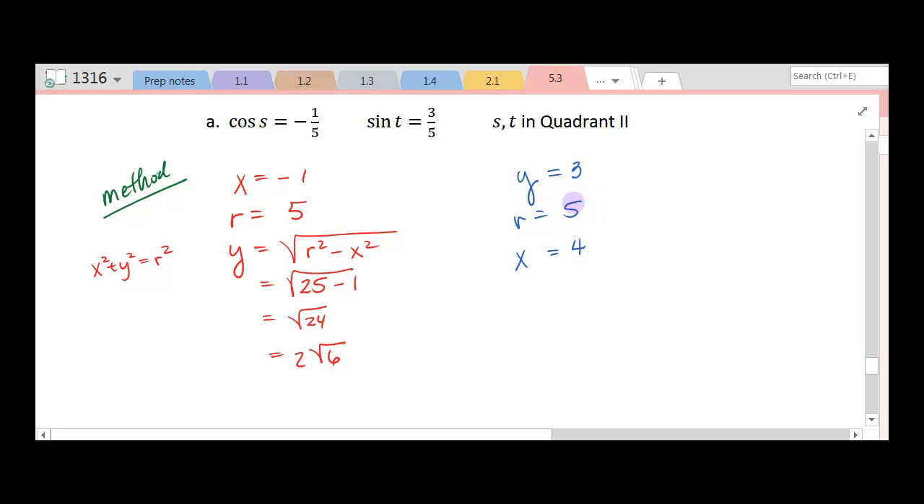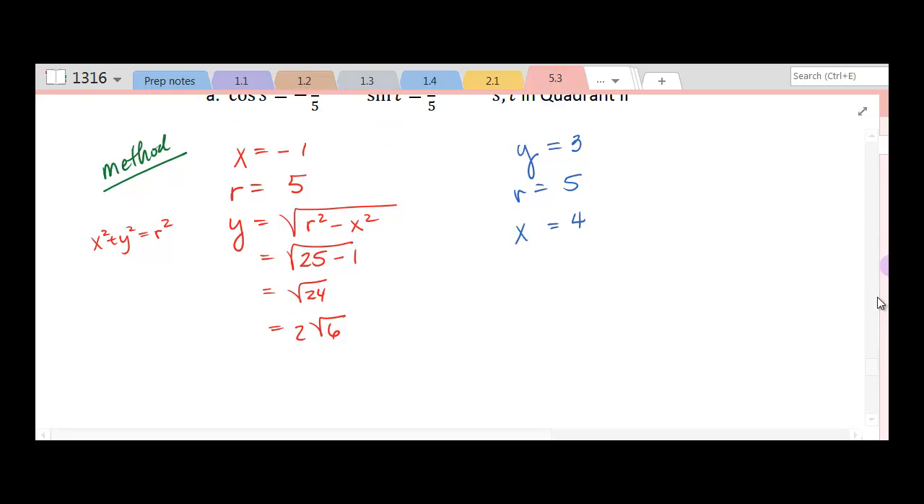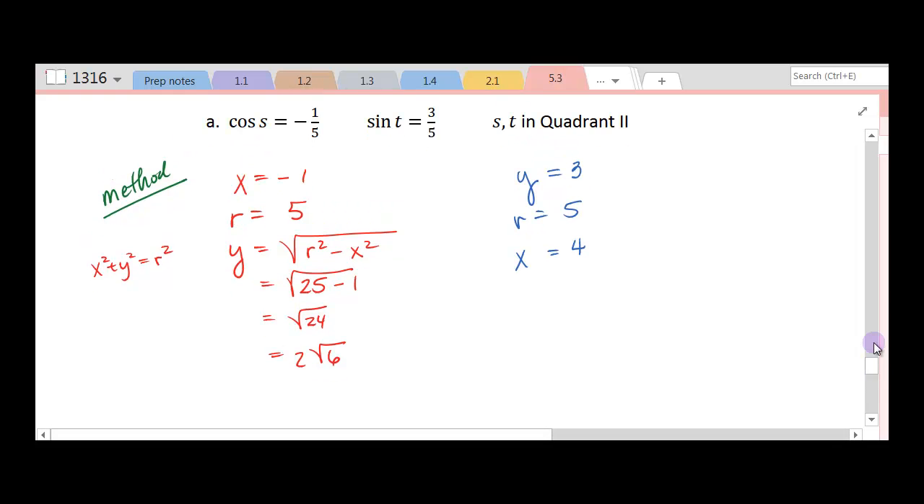I also know that because when I use my definition of trig functions, I know that sine is y over r. Sine is positive in the second quadrant, so that's how those are made up. So I have everything I need to come up with the sine of s and the cosine of t. So let's just write those down.